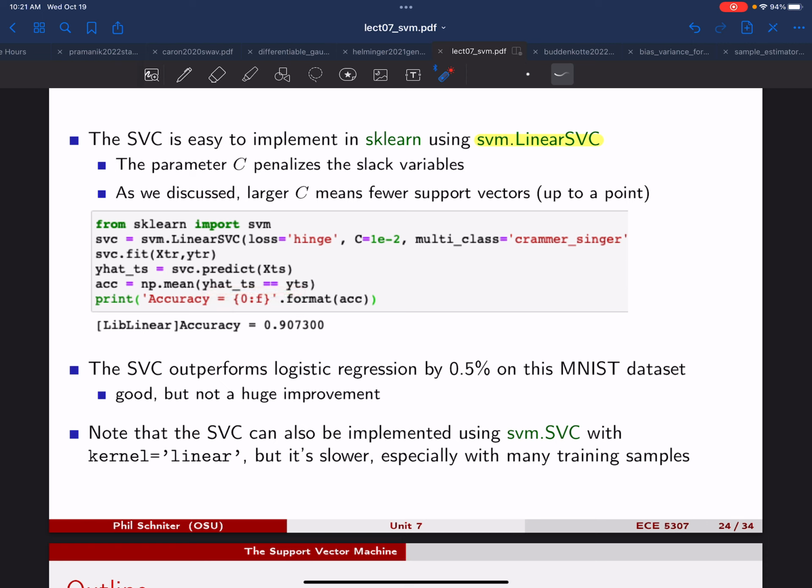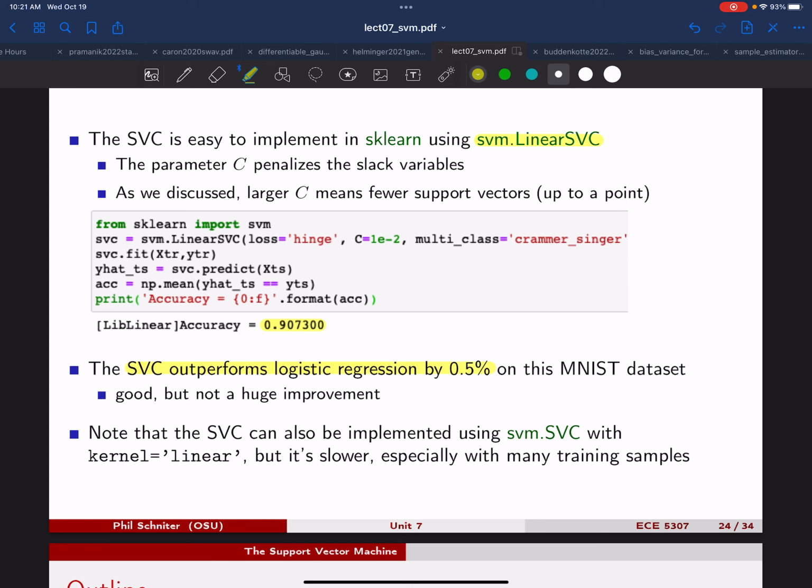And when we print out the accuracy, this is for the MNIST problem, it is 90.73. Okay, so if you think back to when we ran logistic regression a couple lectures ago, the value was approximately 0.5% lower. So the support vector classifier did boost our performance, but not by very much.